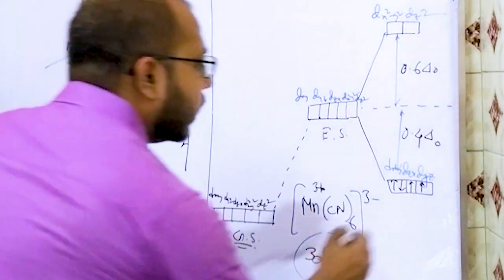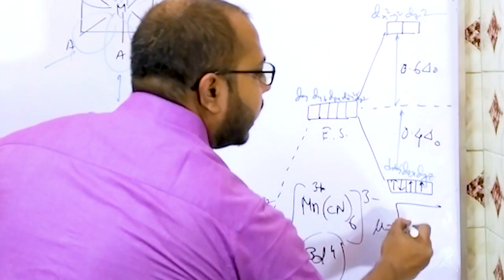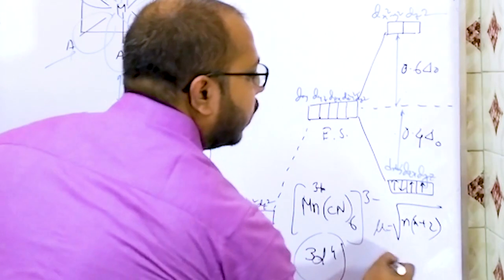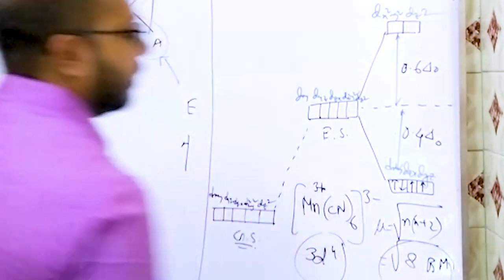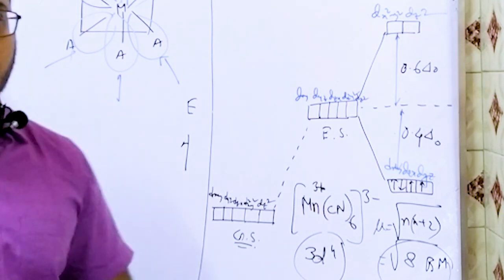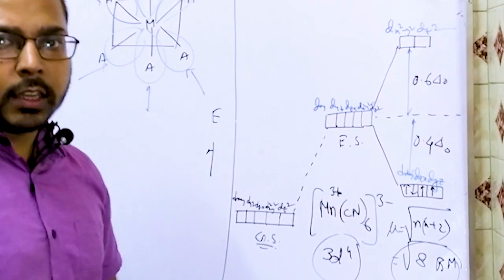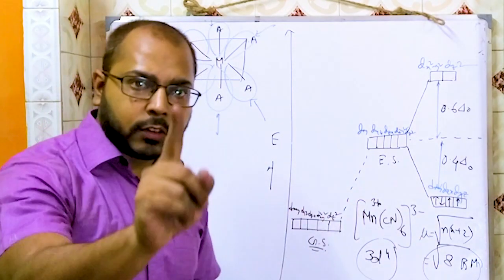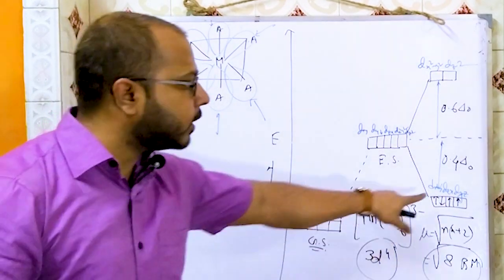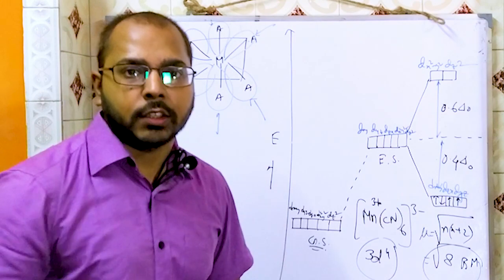You will get 2. That's why mu value would be root over n into n plus 2, so root 8 Bohr magneton. I think I have made myself clear, isn't it? So it is paramagnetic, obviously, though it is strong field, but it is paramagnetic in nature.